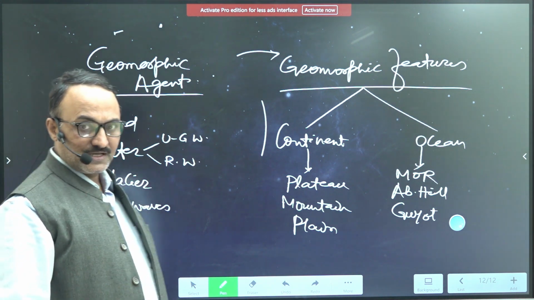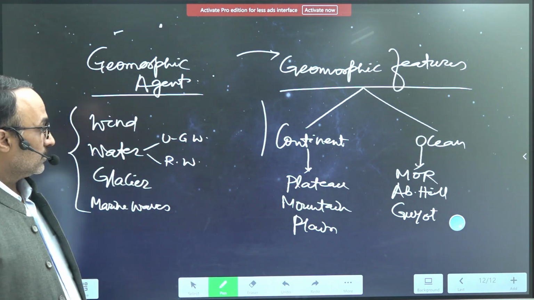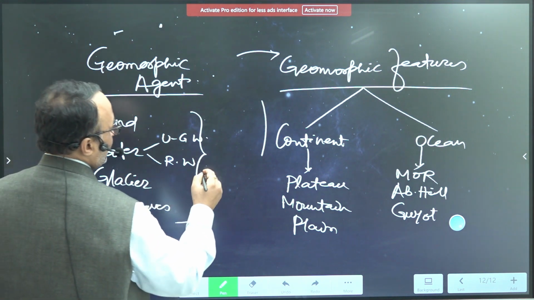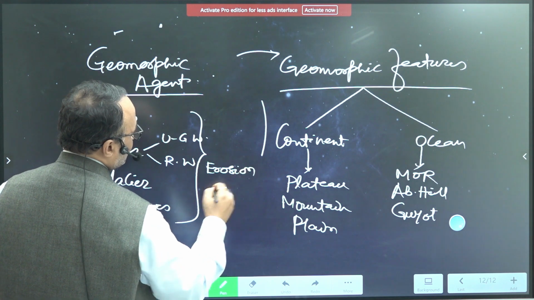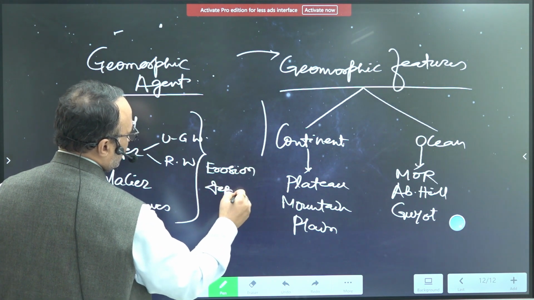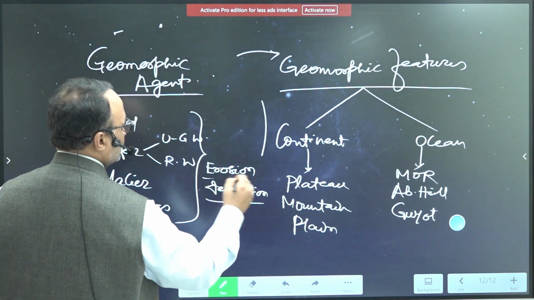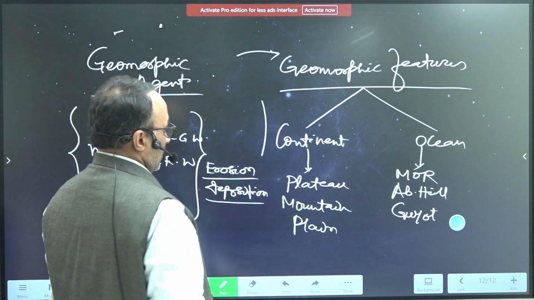But the question arises, why do these geomorphic agents work? They work at different levels, and broadly they are involved in erosion or deposition according to the circumstances. And through these 2 processes, they create a variety of landforms.